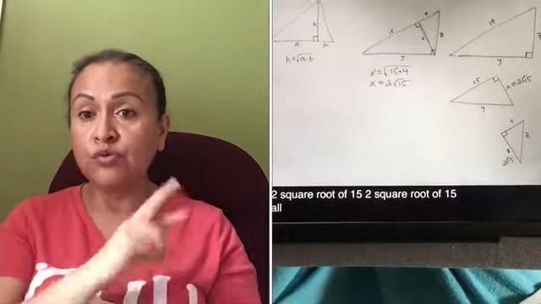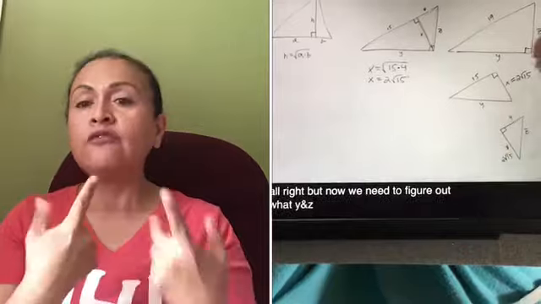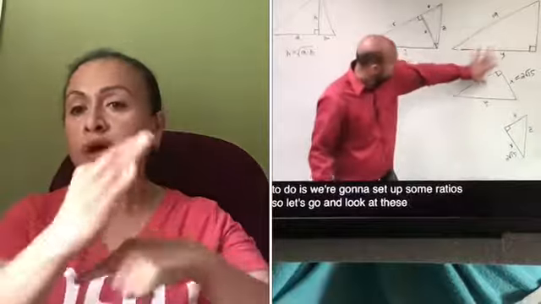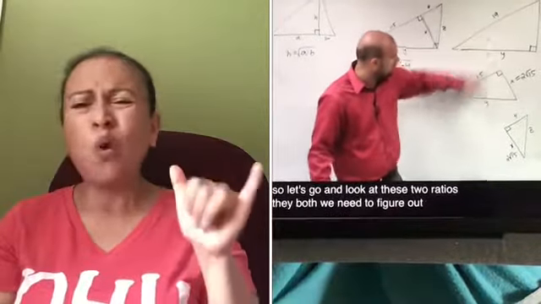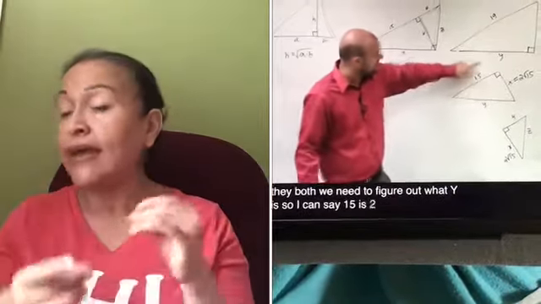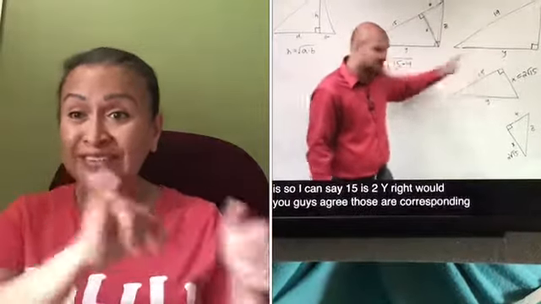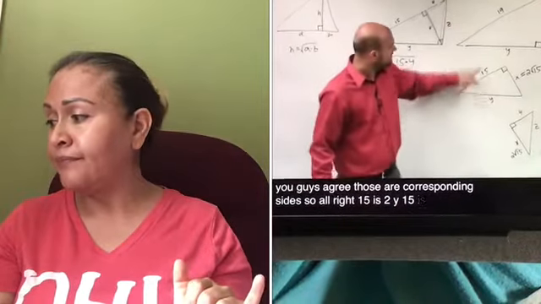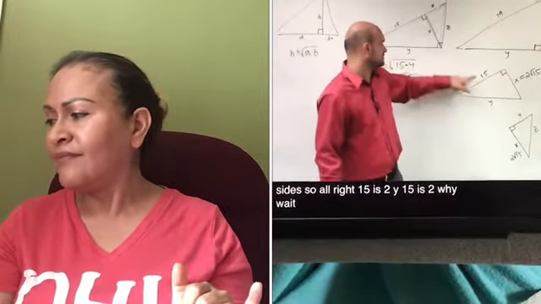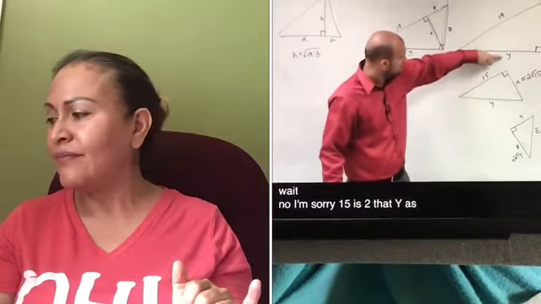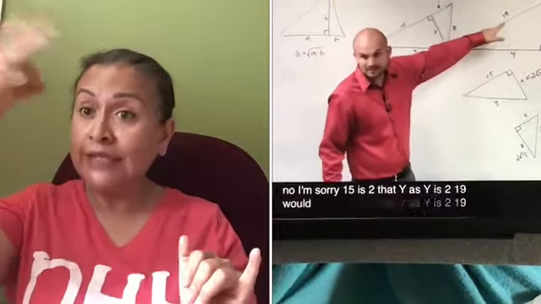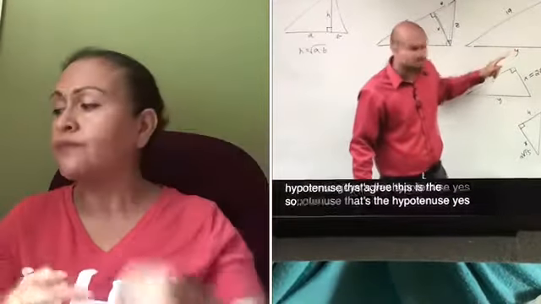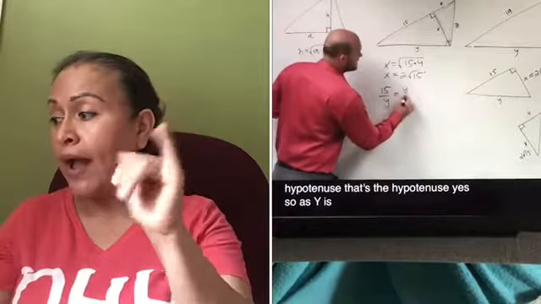All right? But now we need to figure out what Y and Z are. So again, what we're going to do is set up some ratios. So let's go and look at these two ratios. We need to figure out what Y is. So I can say 15 is to Y, right? Would you guys agree those are corresponding sides? So all right, 15 is to Y. Wait, no, sorry. 15 is to that Y, as Y is to 19. Would you guys agree? This is the hypotenuse, that's the hypotenuse. Yes? So as Y is to 19.